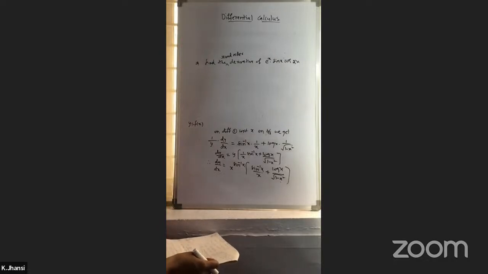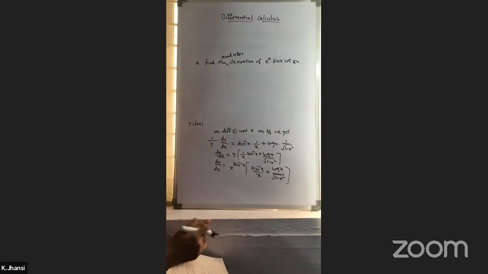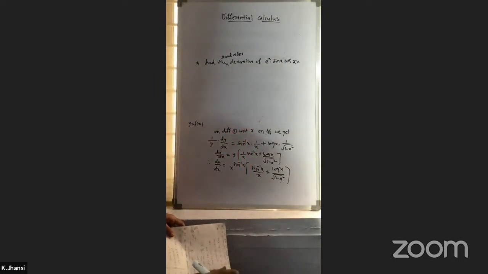So u, v, w. If only first order is asked, it means we can use the formula for u, v, w. That means at a time 3 functions you can do the differentiation. But it is asking second order, which one more time you have to do. So that will be a very lengthy process if you use that formula. So you have to make it into a simpler form and then find the differentiation of that.